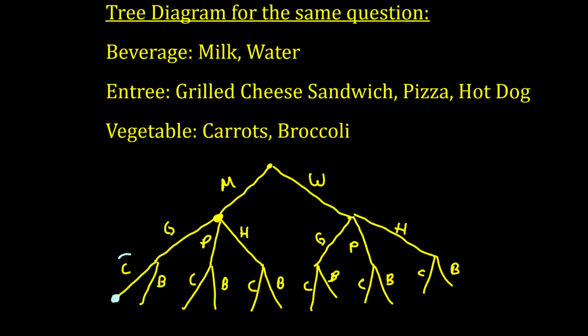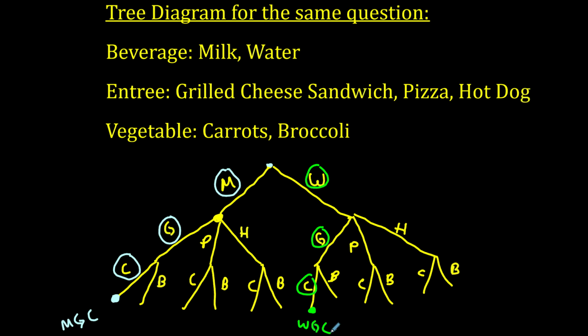This tells me that we had carrots, grilled cheese, and milk. So you basically follow that path back to where you started. So this is milk, grilled cheese, carrots. Let's choose another one over here. Let's do this right here. This one we had carrots again, grilled cheese again, but water. So this would be water, grilled cheese, and carrots.